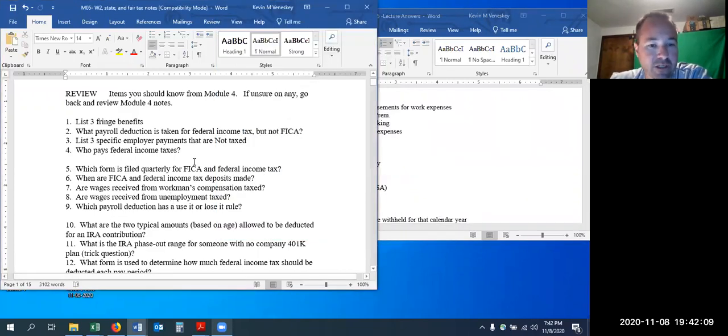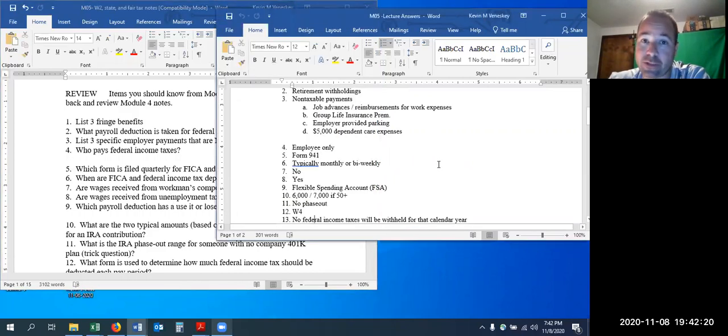Number 9, which payroll deduction has a use it or lose it rule? That would be your FSA, or your flexible spending account, where you put money into to pay for medical costs like a doctor bill or prescriptions. But if you don't use it, you typically will lose it.